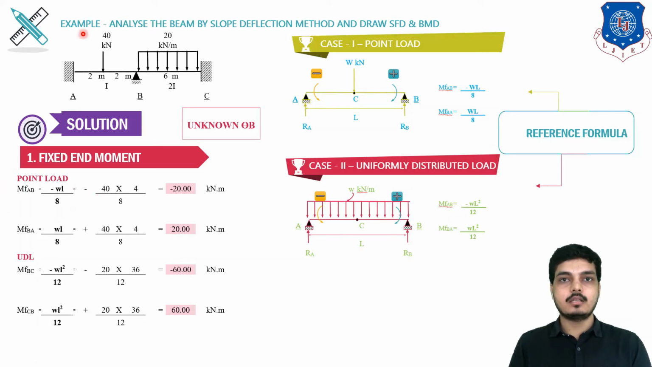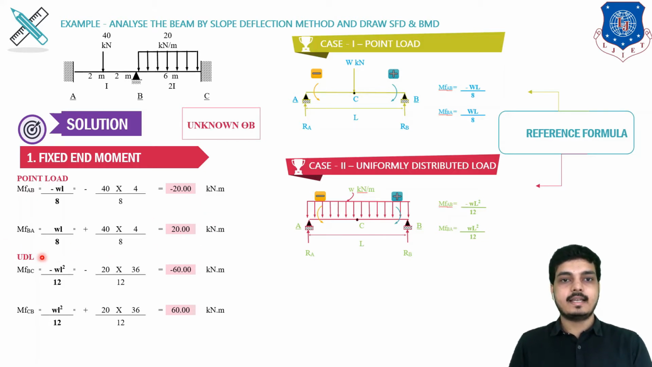W is my concentrated load value 40, multiplied by 4, divided by 8, as given in the formula. After solving this, I get the value minus 20 kilonewton meter. Similarly, this will be plus 20 kilonewton meter.